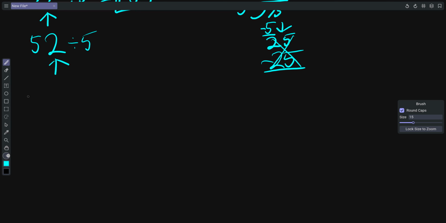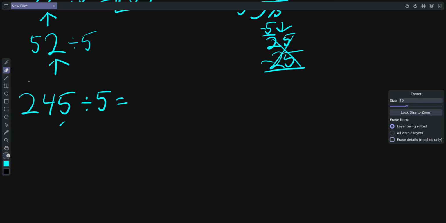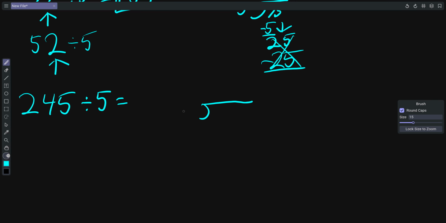So say if we had something like 245, this actually can be divided by 5, and we will not be left with a remainder because it ends with a 5. And if we were to do that, we could get something like this. We would have 5 here and 245 here.